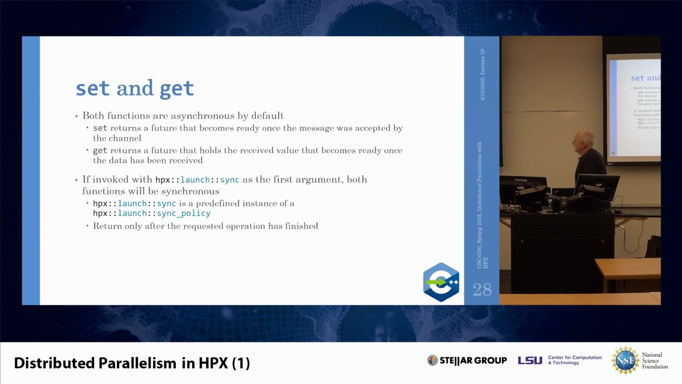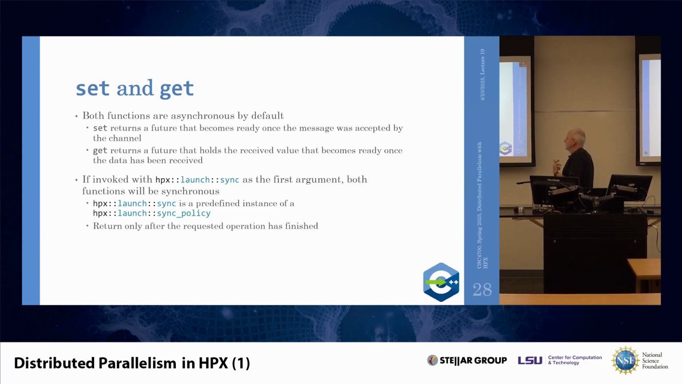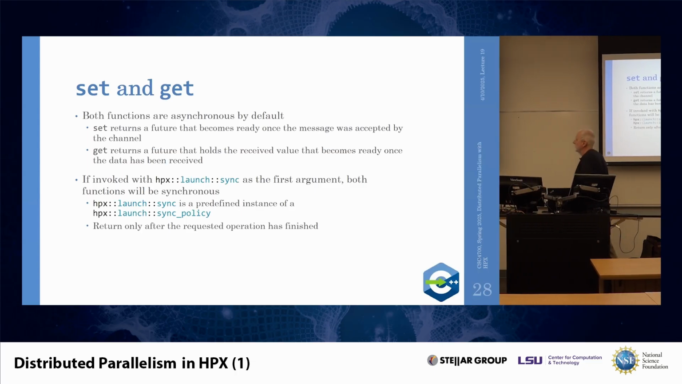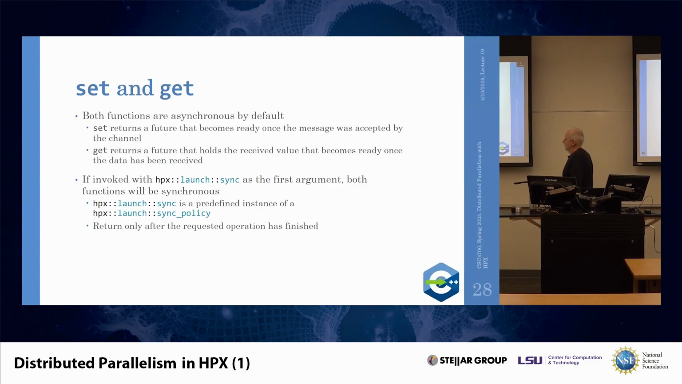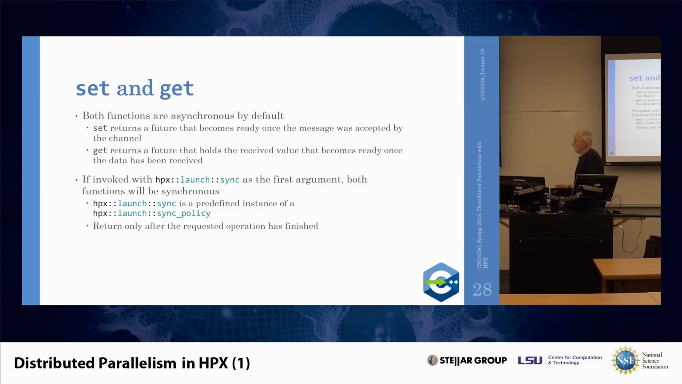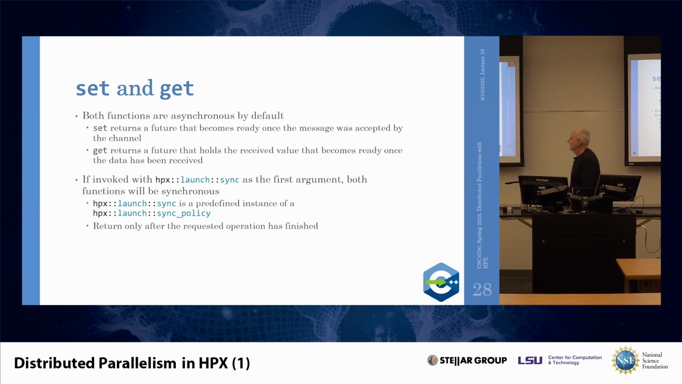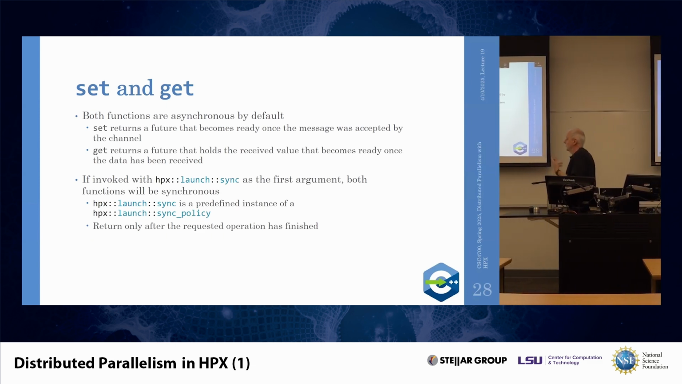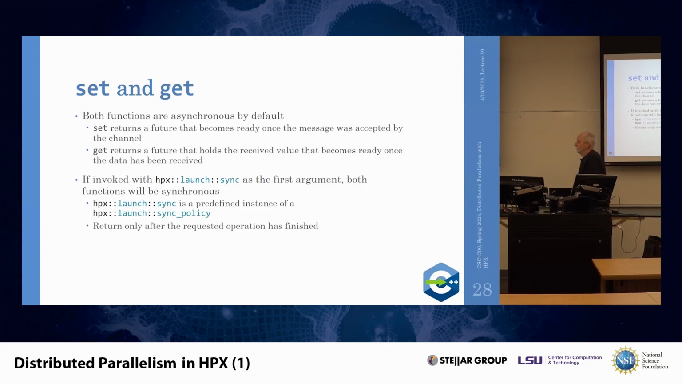So as I said, both are asynchronous by default. Set returns a future that becomes ready once the message was accepted, and get returns a future that holds the received value and becomes ready once the value has been received. For the synchronous versions, you just pass launch::sync as a first argument, and you get synchronous versions of the two.